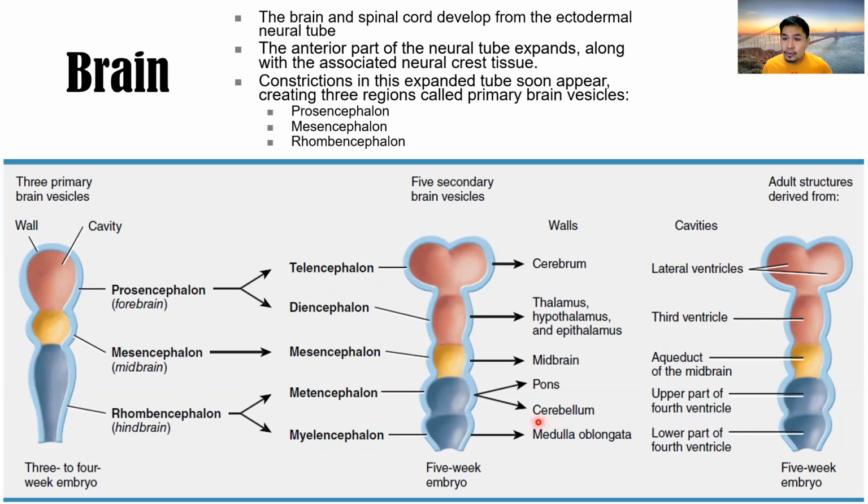So take note, our topic is all about the cerebellum, and it's developed from the metencephalon and rhombencephalon. And the cerebellum later on, we'll learn that it's closely associated to your pons and the medulla, and even to your fourth ventricle.